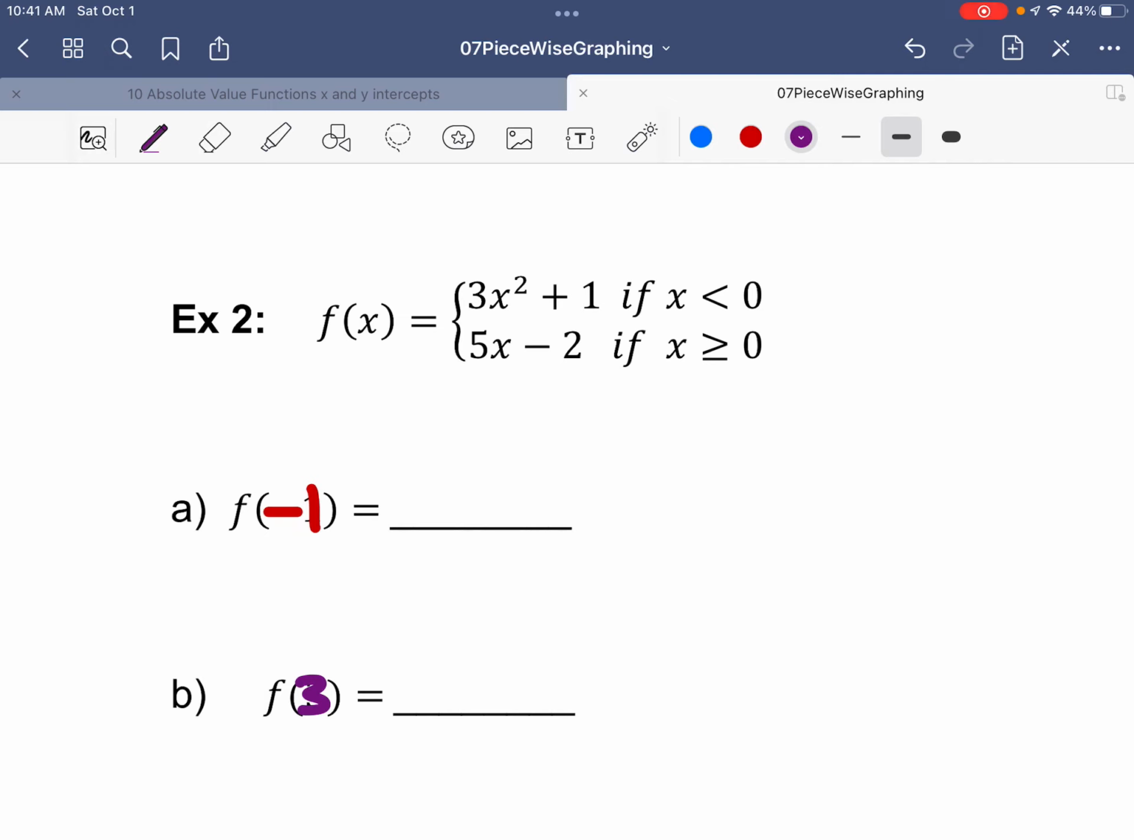Now you should be thinking, what type of number is -1? Is -1 a number that's less than 0? Well, by golly, it is. So that means we're going to plug -1 in here for x, of course, into this first piece.